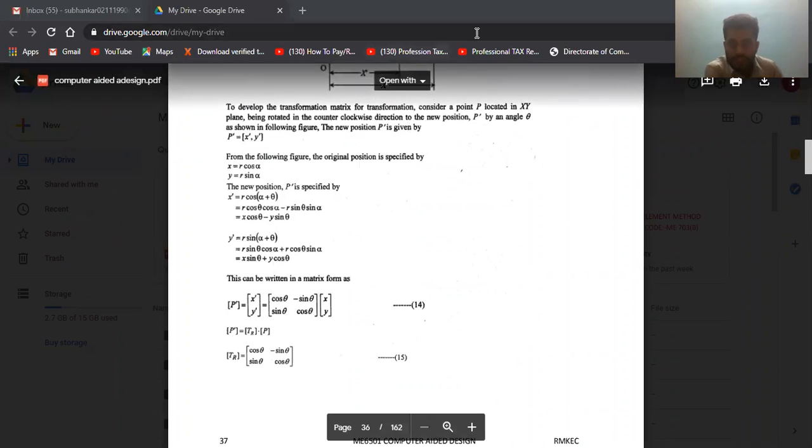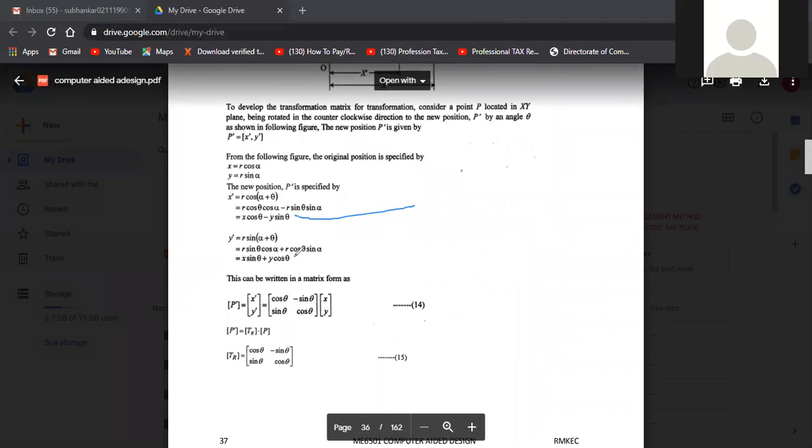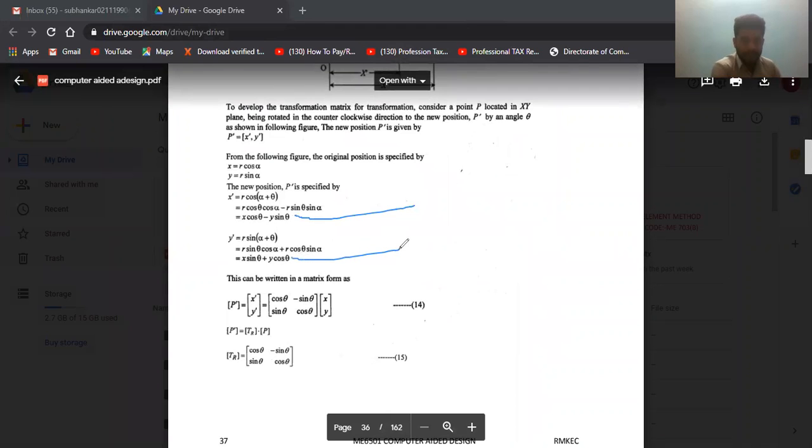Now this expression and this expression, write these two equations in matrix form. If I want to write in matrix form, how will I write? Column matrix, coordinate point x dash y dash is equal to cos theta minus sin theta, sin theta cos theta, into the original coordinate point, that is x comma y. Is it clear? Equation number 4. Yes, sir.